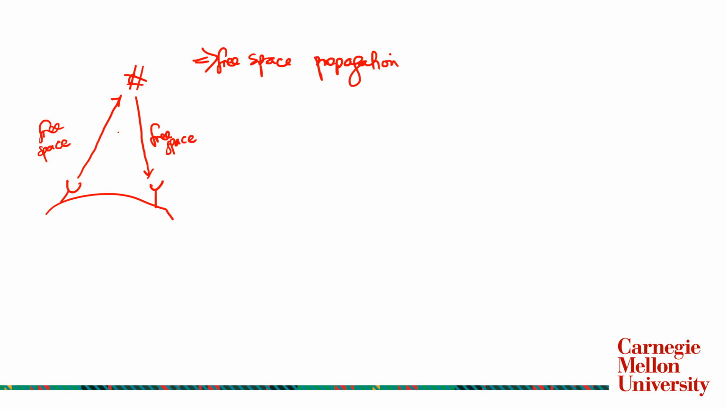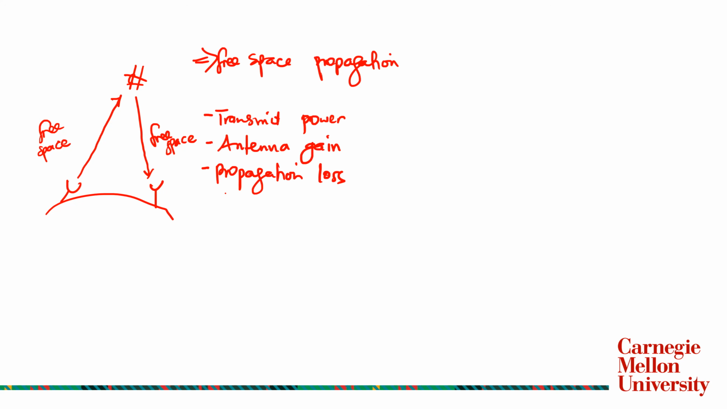And when we are propagating, the important factors are transmit power. Transmit power is the power that you transmit, not the power that you consume from the socket, but the power that goes out of the transmitter through the antenna. We have antenna gain. And then we have propagation loss. Propagation loss is the loss that you suffer along the path, and sometimes you can call it attenuation. So the signal is attenuated.